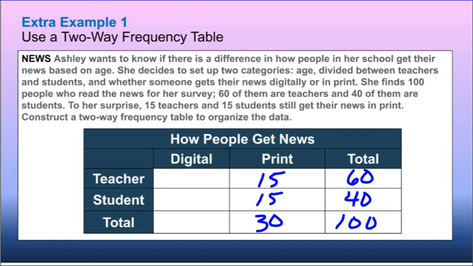If I know that the total here is 100, that means I need to add a number to 30 for the digital to get to the total of 100. So if I take 100 minus 30, that will give me 70. Because if I were to add these two columns, I would get to 100. So now I think, what do I add to 15 to get to 40? 40 minus 15 would give us 25. And then what do I add to 15 to get to 60? That would be not 30, not 35, it would be 45. And then if I were to add 45 and 25, that would give me my 70.